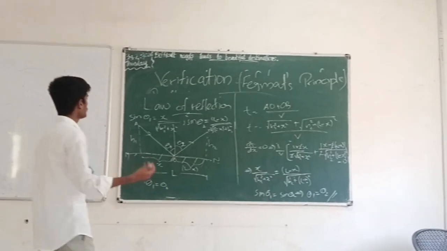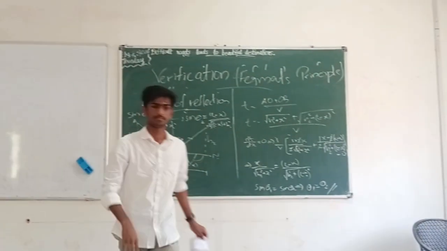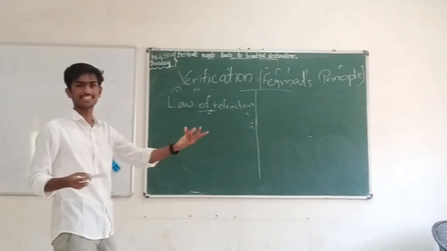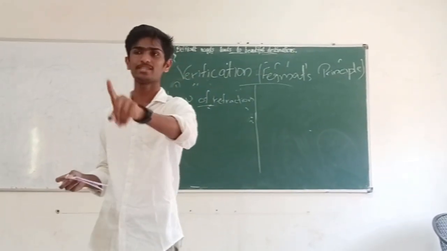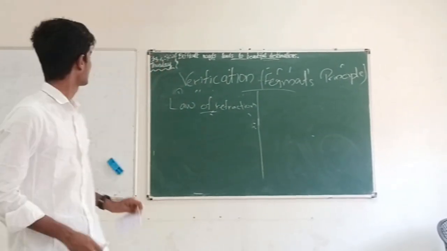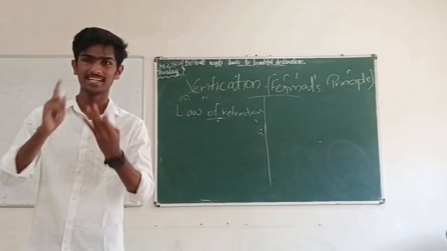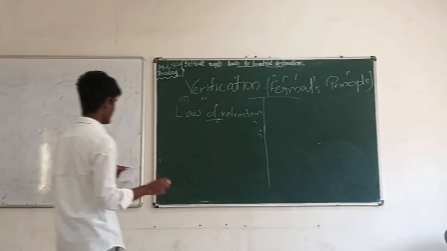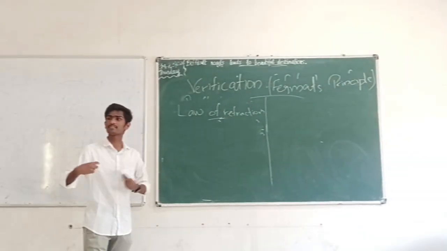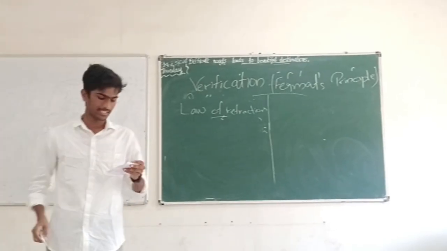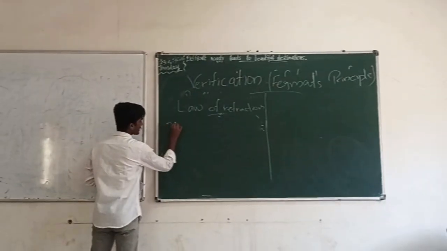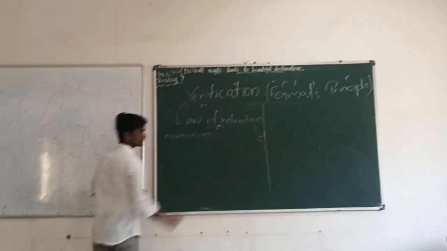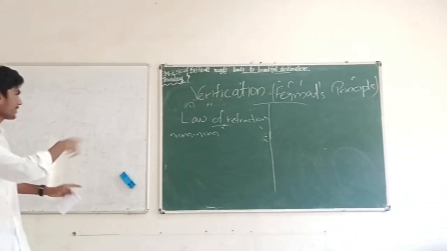Now let's move to verification of law of refraction. So there were two laws of refraction. The first law of refraction was that the incident ray, refracted ray and normal are in the same plane, and the angle of incidence and angle of refraction are related. And the second law was Snell's law. We are familiar with the name Snell's law. What is Snell's law? Snell's law was n1 sin theta 1 is equal to n2 sin theta 2. Okay? n1 by n2 is equal to sin theta 2 by sin theta 1.